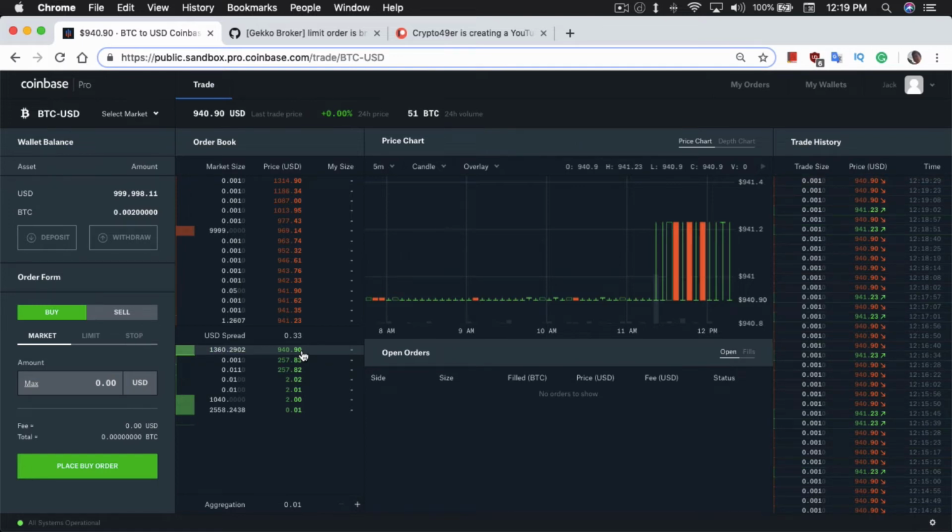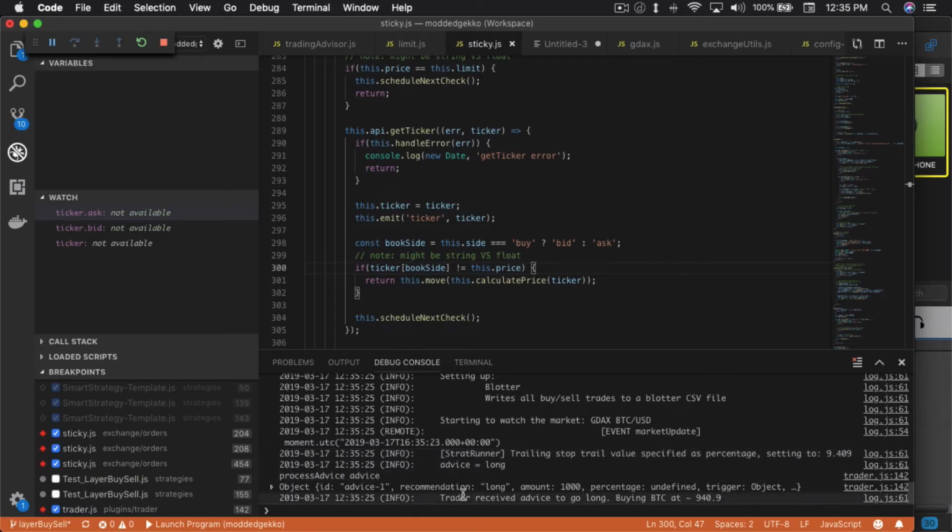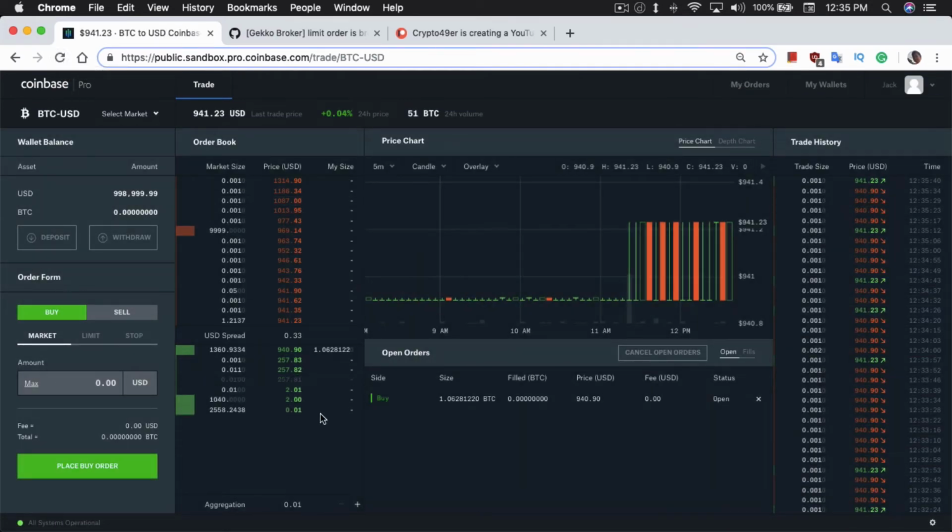Let me run Gekko right now to show you how it actually looks. In here I have my modded Gekko set up. Even though I have $999,000 in the sandbox account, it's only going to trade $1,000 worth because I have a limit of $1,000 set up. As soon as it makes a trade, it will only issue an order for $1,000 worth. You see, it actually executed right over here. Advice 1, recognition long, amount $1,000. So let's take a look at the sandbox of Coinbase Pro, and you see, as I said, it stuck the order right at the top of the order book.